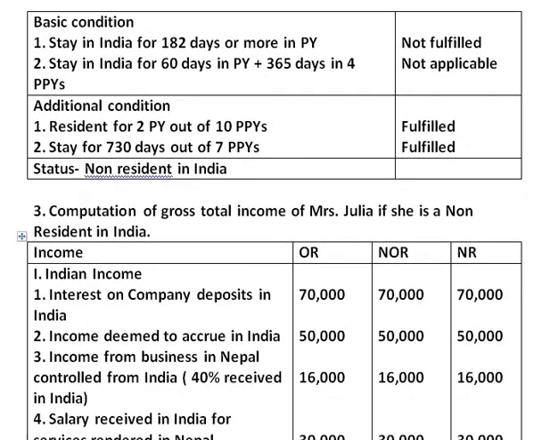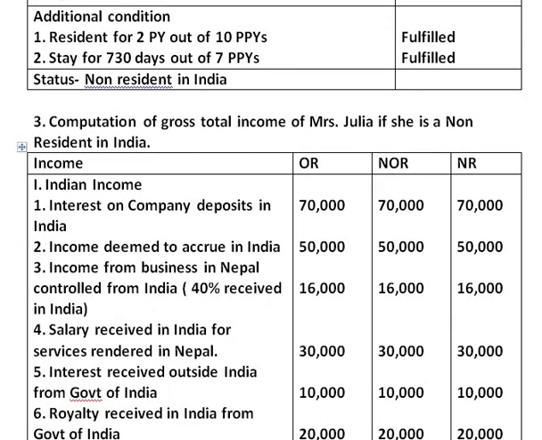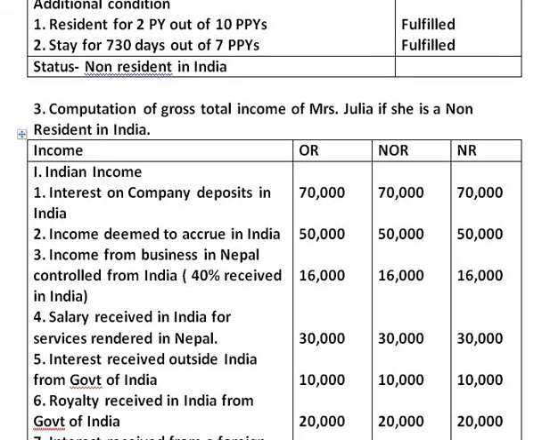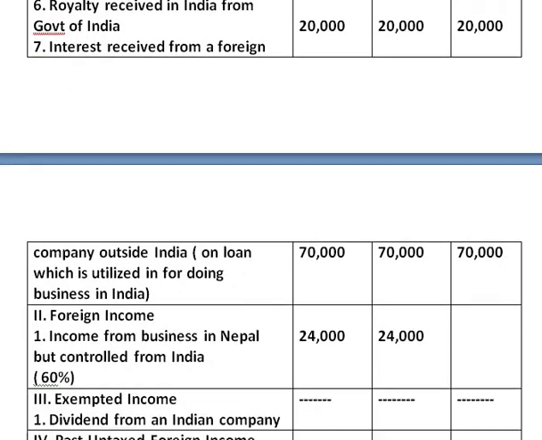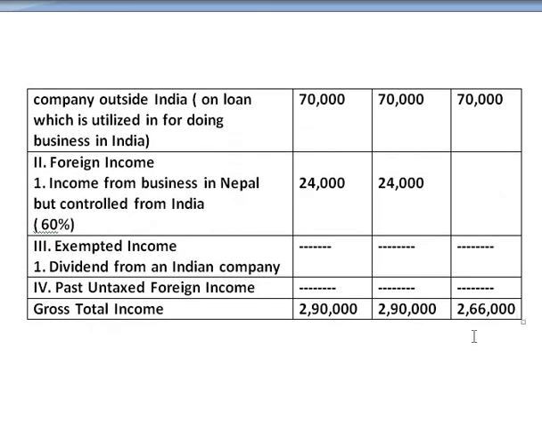And the third question asked to us was computation of gross total income of Mrs. Julia if she is a non-resident. So the total of the last column is gross total income of Mrs. Julia if she is non-resident, and that amount comes to 2,66,000.